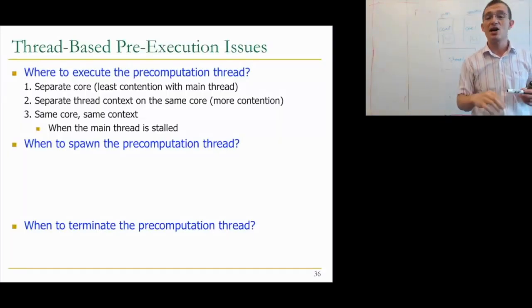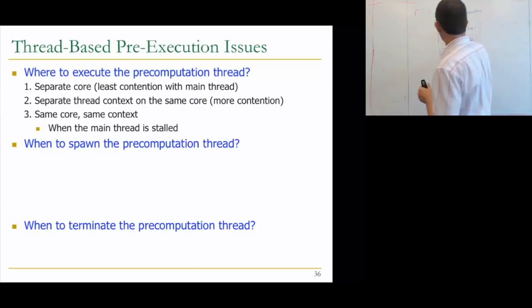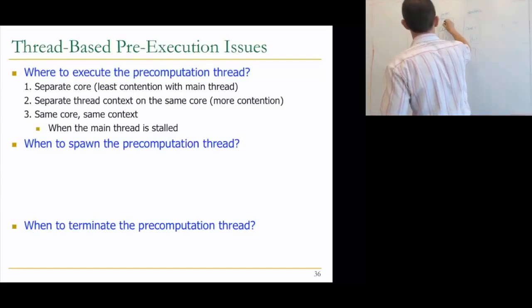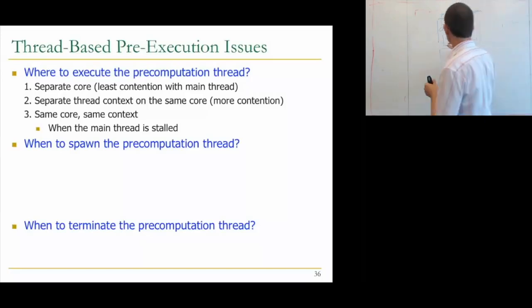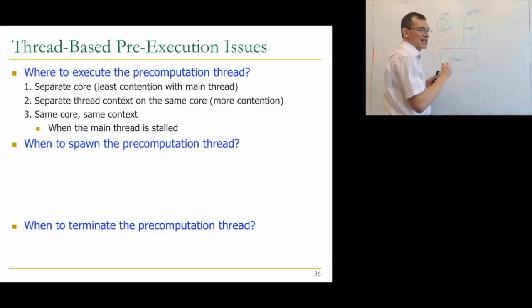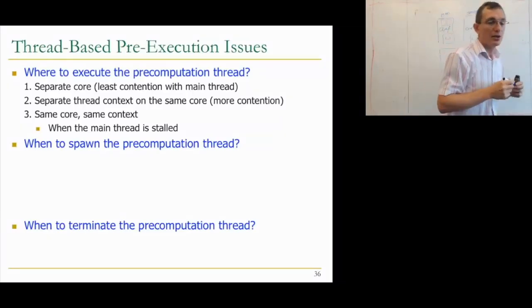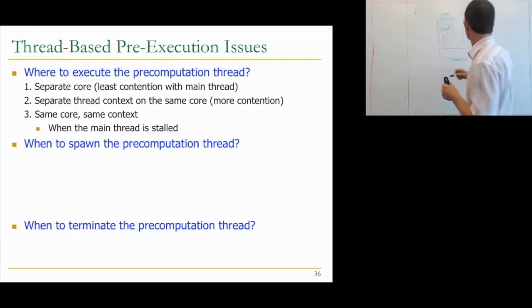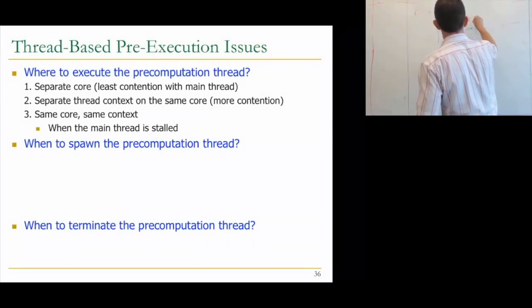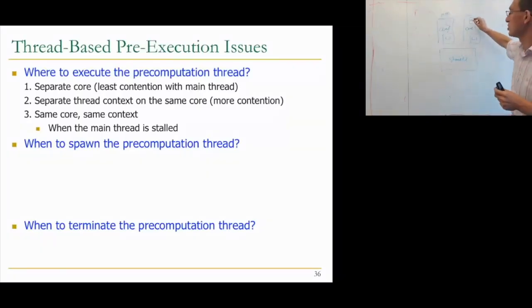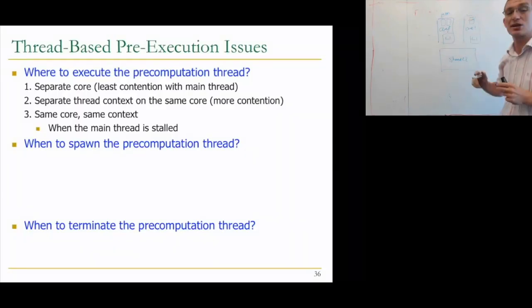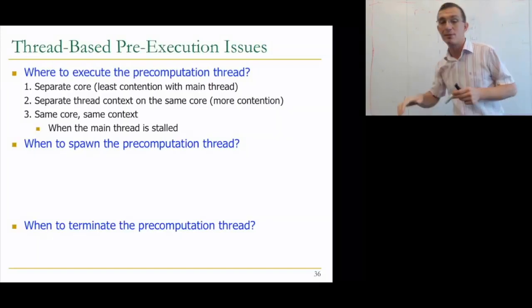You can do it on a separate thread context on the same core. You can have two thread contexts here, main thread and speculative thread executing here, right? In this case, there's more contention, so these different threads can delay each other, but the upside is they can more tightly communicate through the L1 cache, right? The prefetch is going to the L1 cache. You can also do it on the same core and the same context. Basically, you have the same core executing the main thread and also the speculative thread. And in this case, when the main thread is stalled, you can execute the speculative thread. So there is some contention in this case, but maybe it's okay if you're executing the speculative thread when the main thread is stalled.